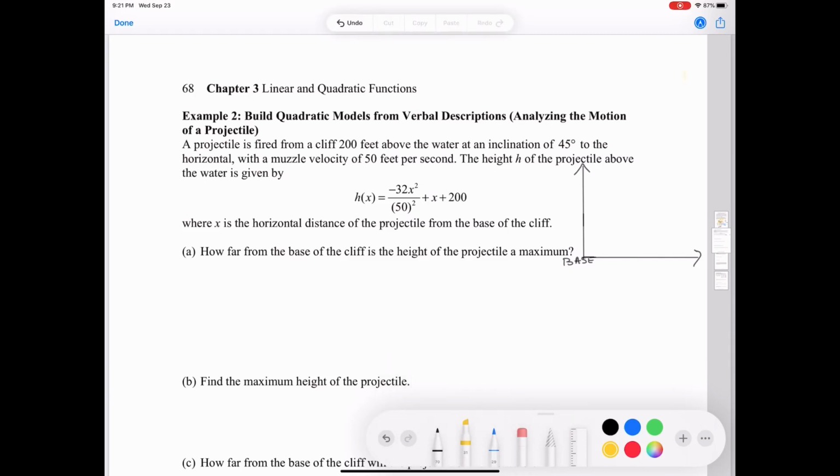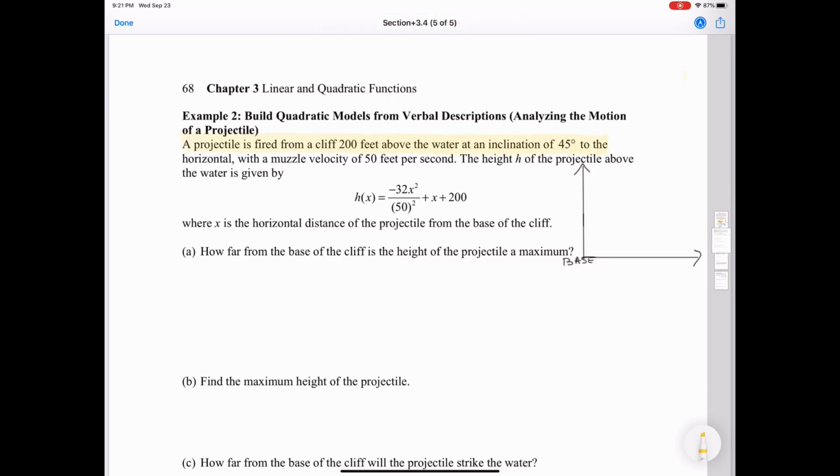It says a projectile is fired from a cliff 200 feet above the water at an angle of inclination 45 degrees to the horizontal, with a muzzle velocity of 50 feet per second, and the height of the projectile is given to us. So with this information, the function has already been built for us. We didn't have to do anything to build the function in this problem. The only thing we have to do here is answer a few questions with this given function.